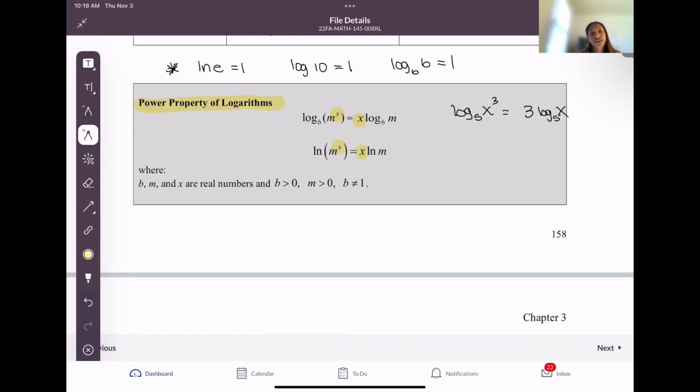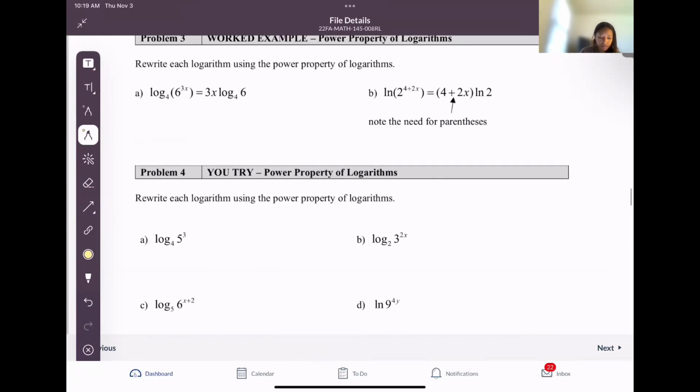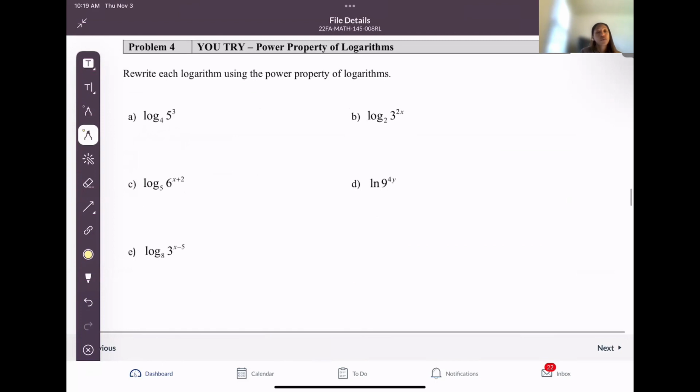Okay, and this works for any log expression where b, m, and x are real numbers, b is greater than 0, m is greater than 0, and b is not equal to 1. Those are just our conditions for exponential functions. All right. So in this problem set, we'll skip number 3. Problem 4, we're going to practice using that power property to rewrite all of these expressions.